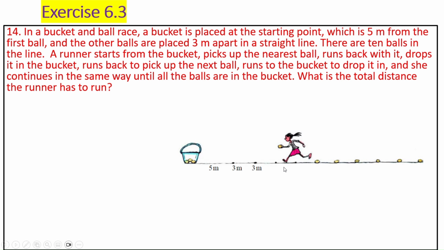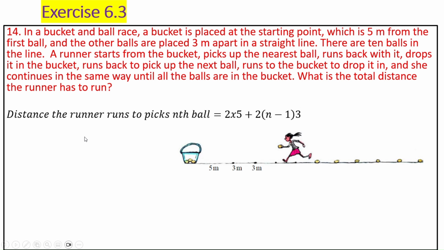How much total distance is covered by the runner to pick up 10 balls? First we need to find the general equation. To pick up the first ball, the runner will run only 2 into 5 meters, 5 meters up and 5 meters back. For the second ball onwards, along with these 10 meters, you add 3 meters up and 3 meters back, so you add 6 more meters, that is 2 into 3.